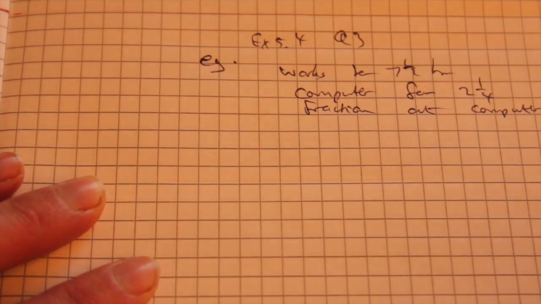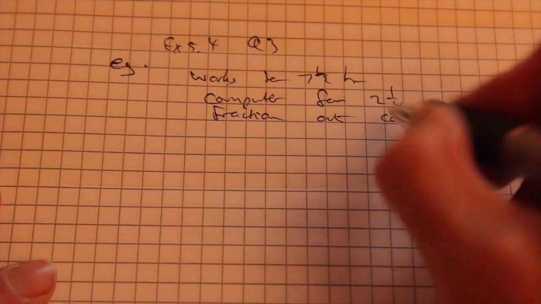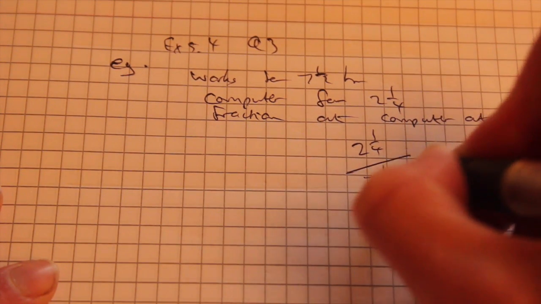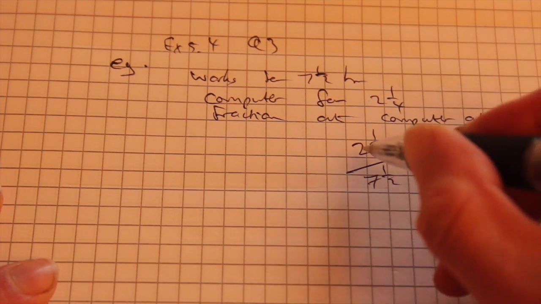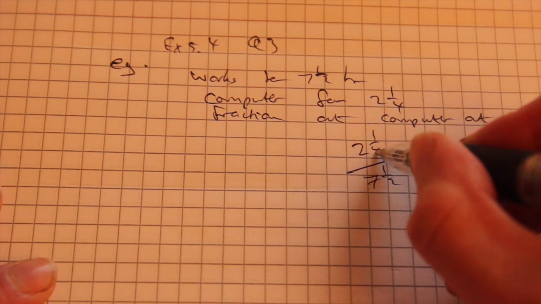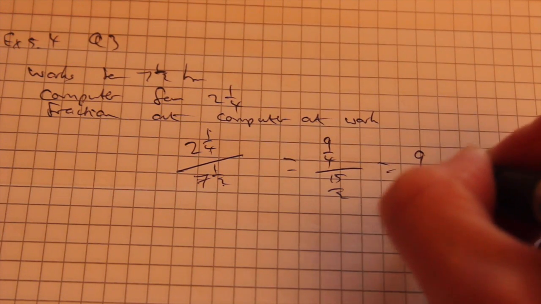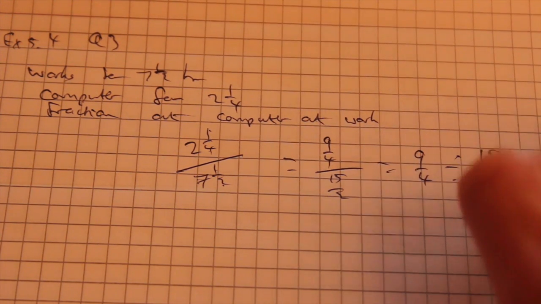Now, let me try to put that into some type of context. So he's at his computer for 2.25 hours. That's out of his whole working day of 7.5. Always work with improper fractions. 2 times 4 is 8, add 1. 7 times 2 is 14, add 1. Now, what that means is 9 over 4 divided by 15 over 2.